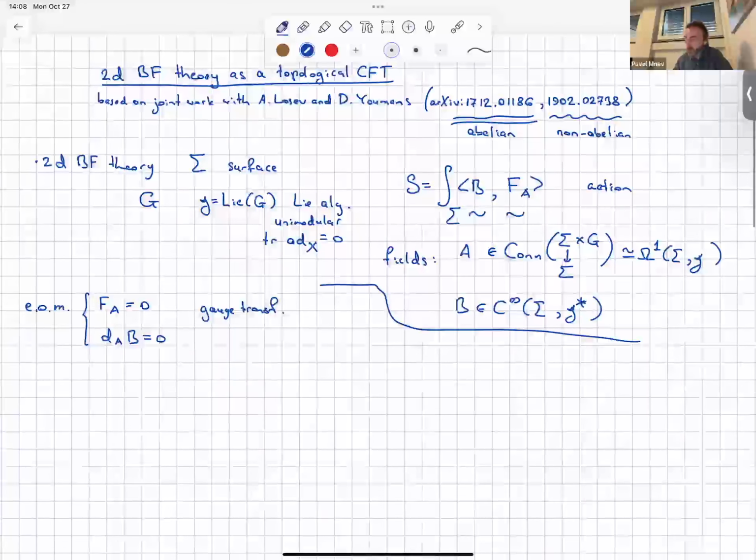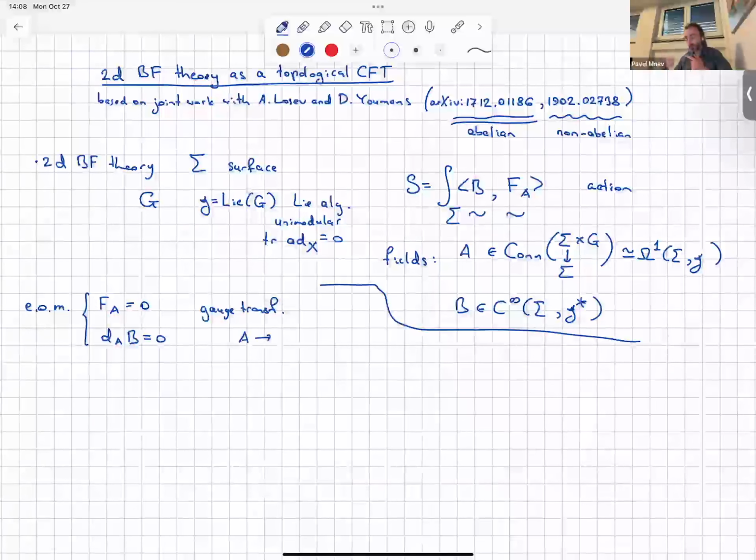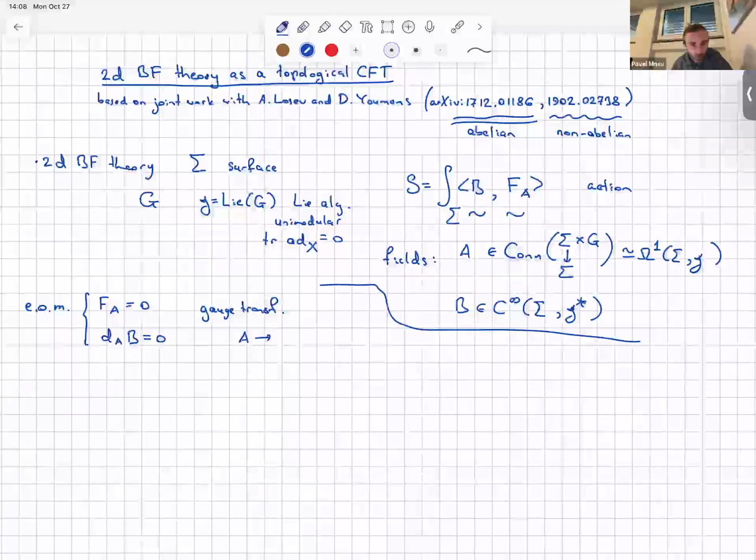So now gauge transformations. A is transformed by a sort of fiber-wise rotation in the principal bundle. Sigma has to be compact? Well, yes and no. You can study it also on non-compact surfaces, on surfaces with boundary, without boundary. I didn't want to say anything more specific about the surface here.